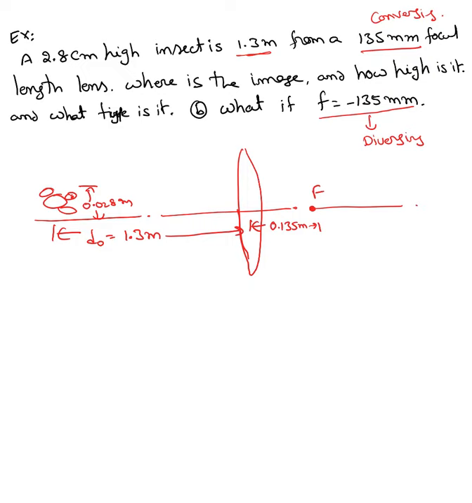Okay. Now, use the lens equation, 1 over distance of the object plus 1 over distance of the image equal to 1 over f. Okay, for the converging lens, everything is going to be positive here. So 1 over distance of the image equal to 1 over 0.135 minus 1 over 1.3. Okay.